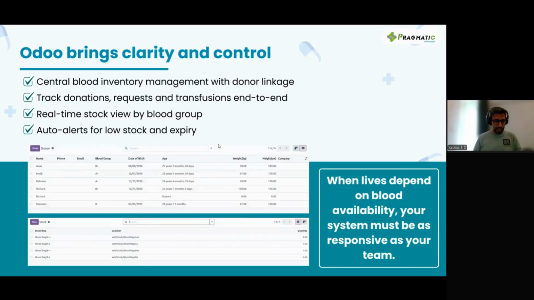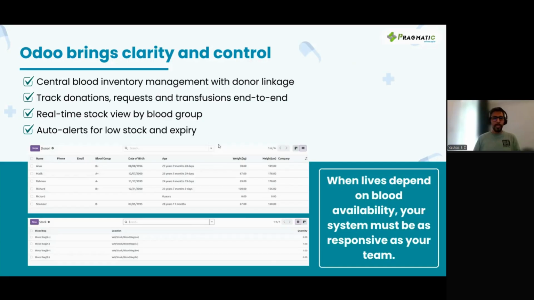As you can see on the screen, we can record who the donors are, their different blood groups, their age, weight, and height, and all the details. Once the blood is collected from them, that is, once they have donated, the stocks can also be updated. In Odoo, we can have a multi-hospital setup as well. A single holding company can run multiple hospital units, and that can also be put out.